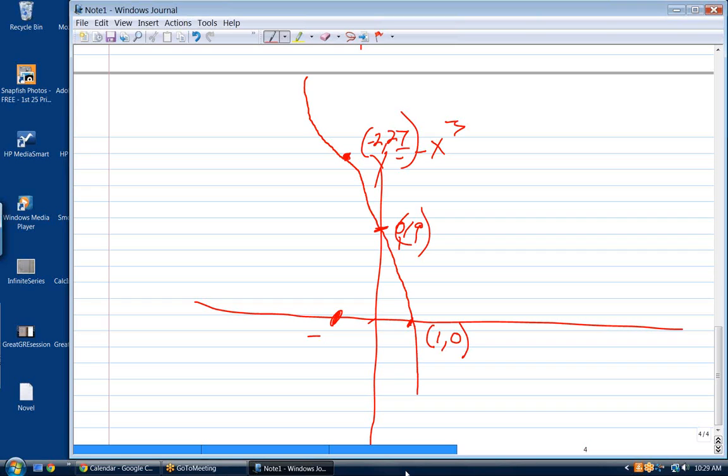I'm not good at drawing, but there are three key points on a cubic function, and that's the intercepts and the inflection point. So as long as we have the 3 points defined, we're okay.